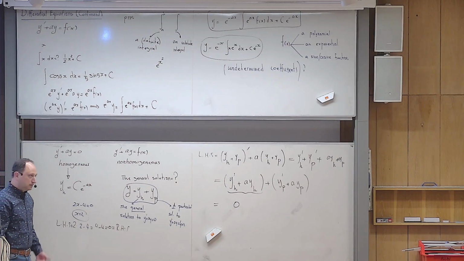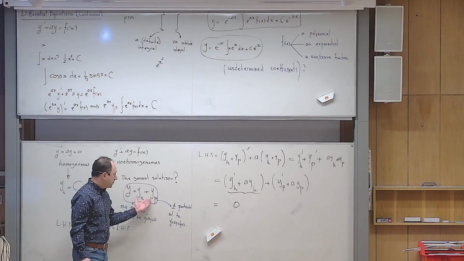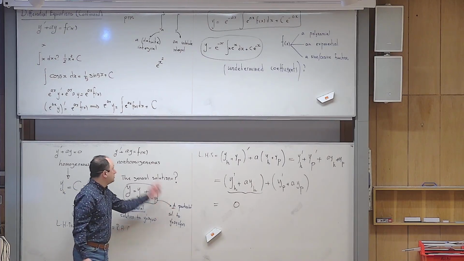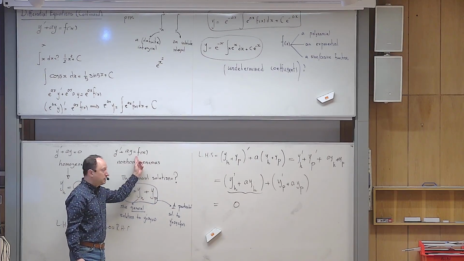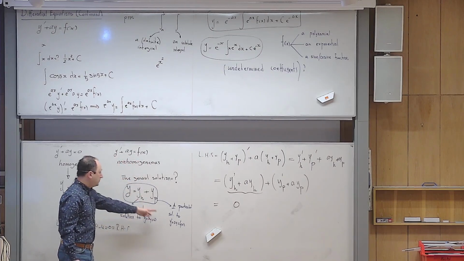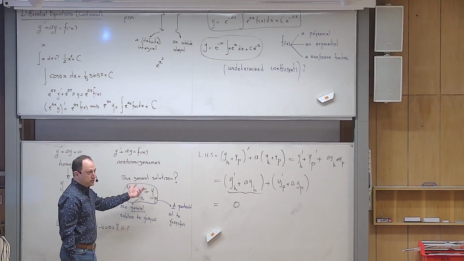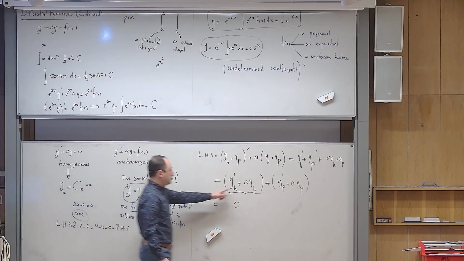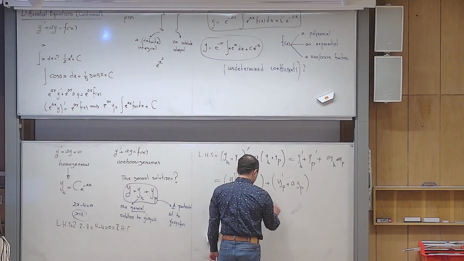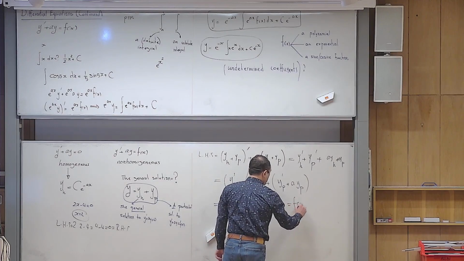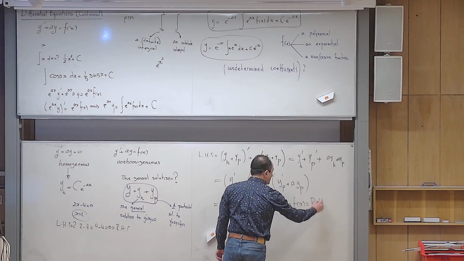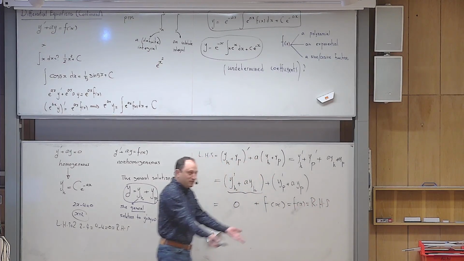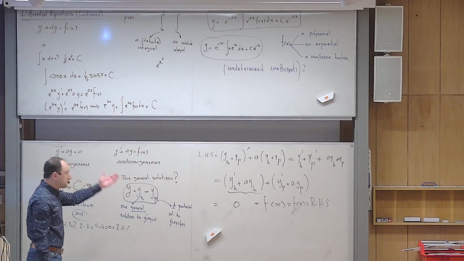f of x. Why? Because you see, what is y sub p? A particular solution of this differential equation. What does it mean? It means that if I replace y with the given solution, it works. Yes, it becomes f of x. So this is 0, this is f of x. And then it becomes f of x, so it's actually nothing. Just writing, yes? But it needs to be written.